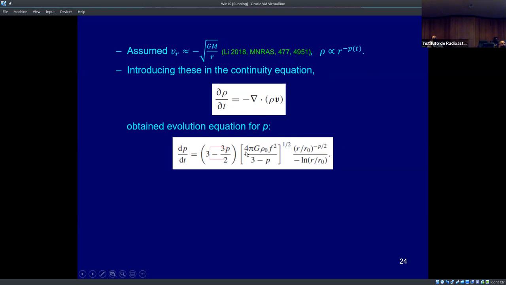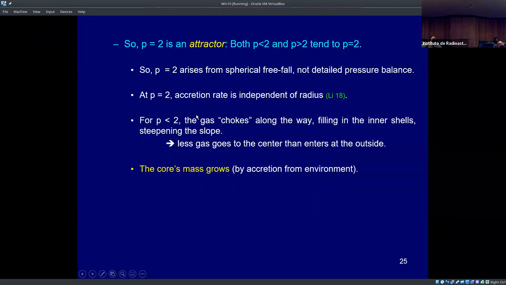It looks messy, but actually all of this is positive definite. So these are like correction factors, but what gives you the sign of this derivative is this factor here, 3 minus 3p over 2, which is interesting because this becomes 0 at p equals 2. And so what you find is that if p is larger than 2, then the derivative is negative. While if p is less than 2, then the derivative is positive, which means that p is an attractor. That is, the slope wants to go to the value of p equals 2.